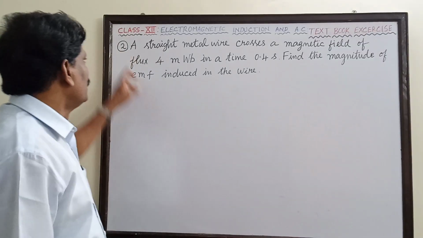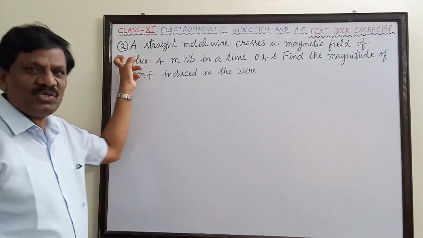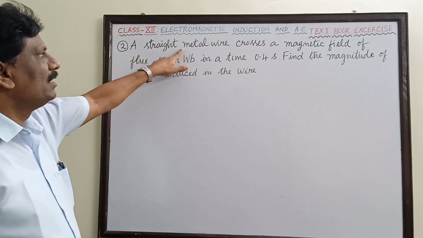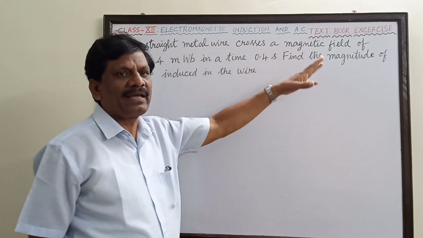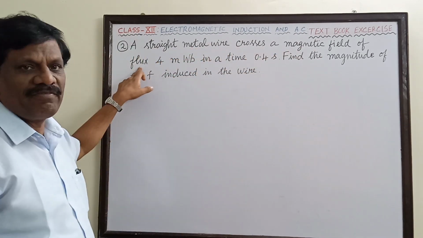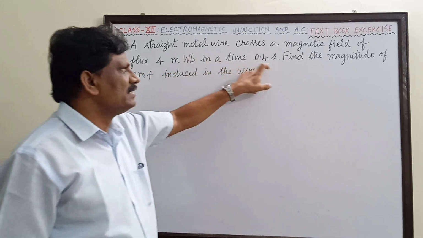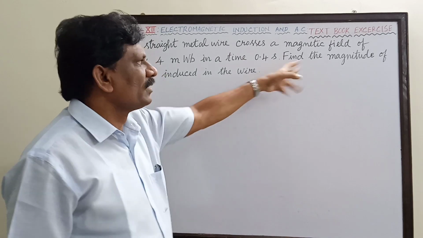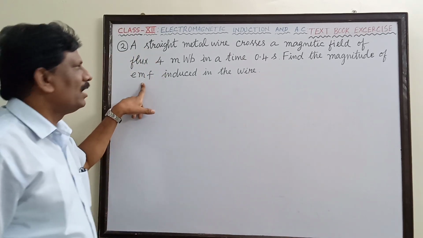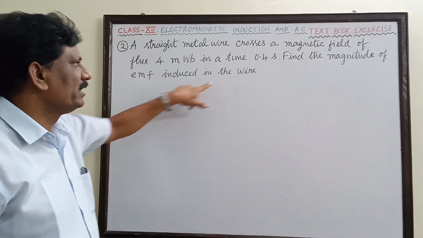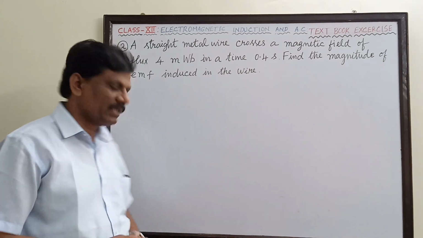Hi students, problem number 2. A straight metal wire crosses a magnetic field of flux 4 milliweber in a time 0.4 seconds. Find the magnitude of EMF induced in the wire.